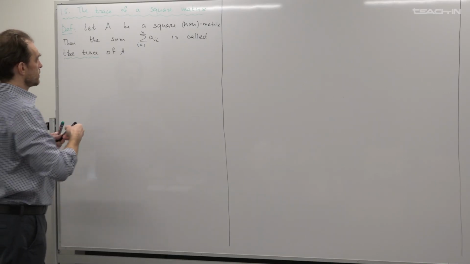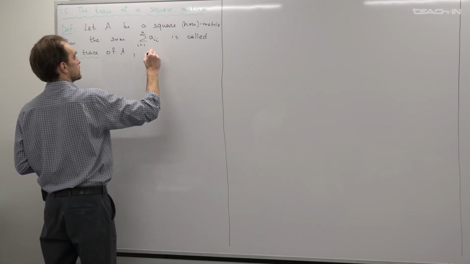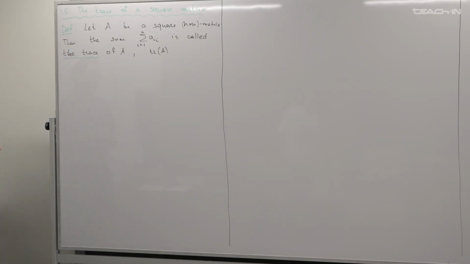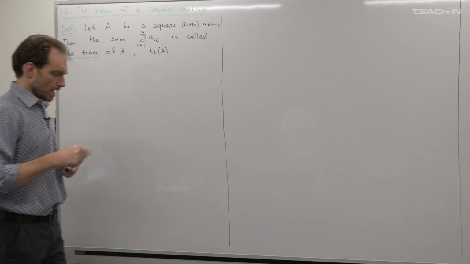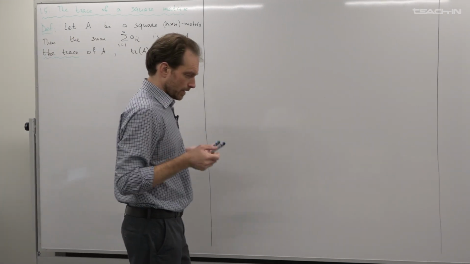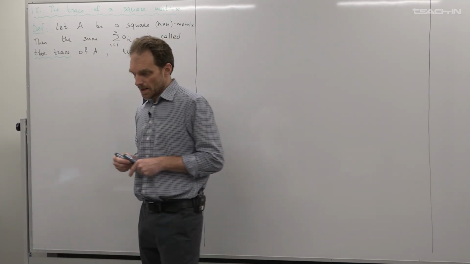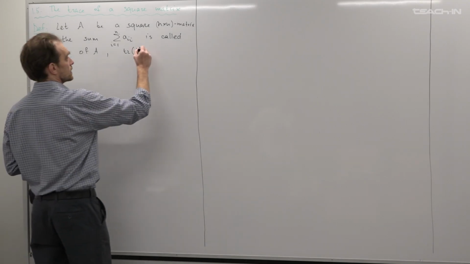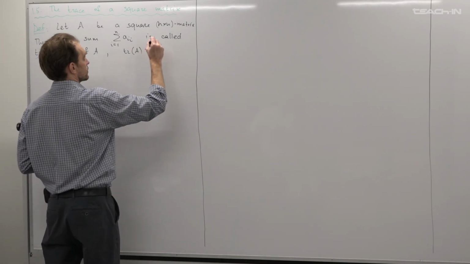So the most common notation is just tr of A. In some books there is a bit old-fashioned notation Sp of A that comes from the German Spur, which is trace in German. But we will use this notation. So the trace is just the sum of all elements along the principal diagonal.